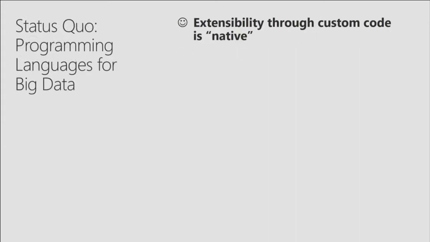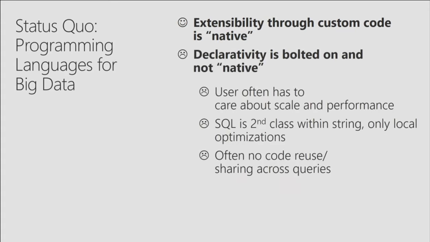On the other hand, if you look at programming languages for big data, and I take here the gamut from really low-level MapReduce libraries up to Spark with their cascading, Flink-like extensions to Python or Scala, obviously extensibility is very easy because you just write code and then you call out into the frameworks that they have. But the declarativity is at best bolted on.